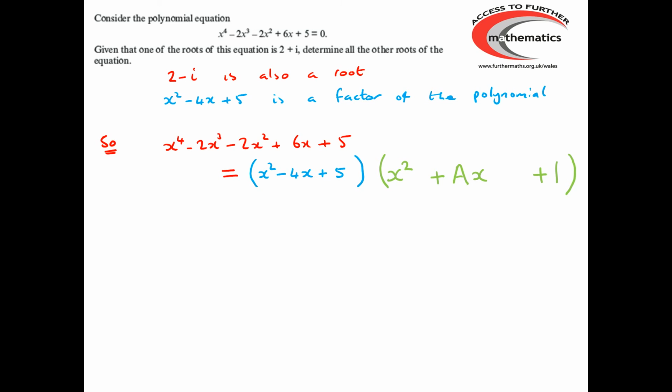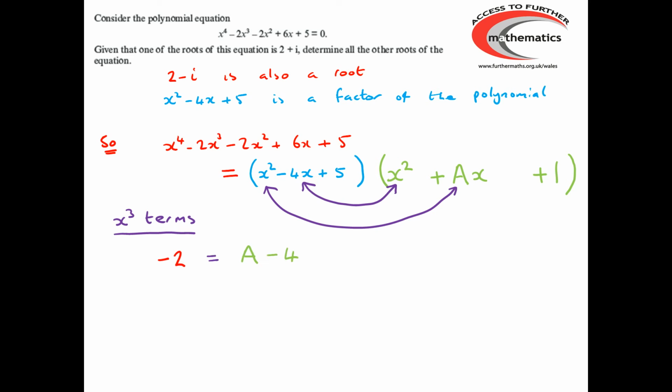Well, we can work that out fairly easily by looking at the x cubed terms. Now the x cubed terms are going to come from x squared times ax, but also from minus 4x times x squared. We want there to be minus 2x cubed. So the minus 2x cubed must come from the a times x cubed take away the 4 times x cubed. So we must have minus 2 equals a minus 4. In other words, a must equal 2.